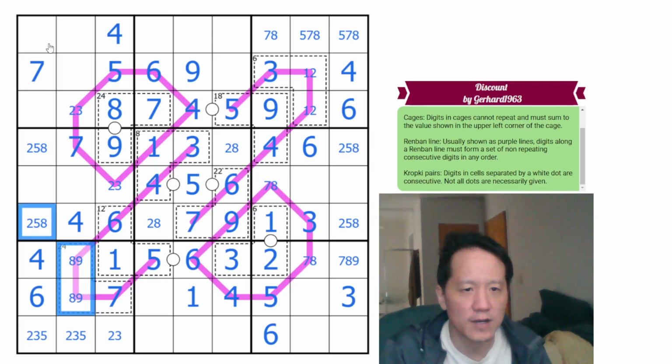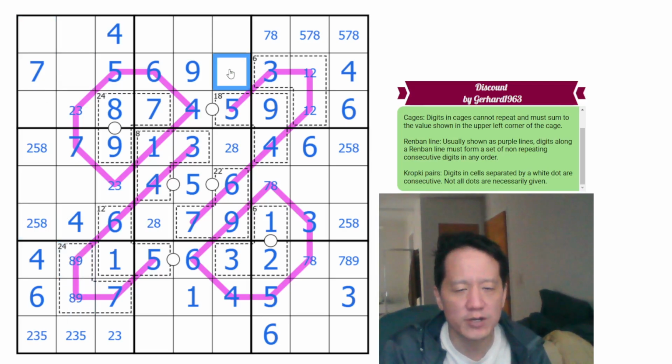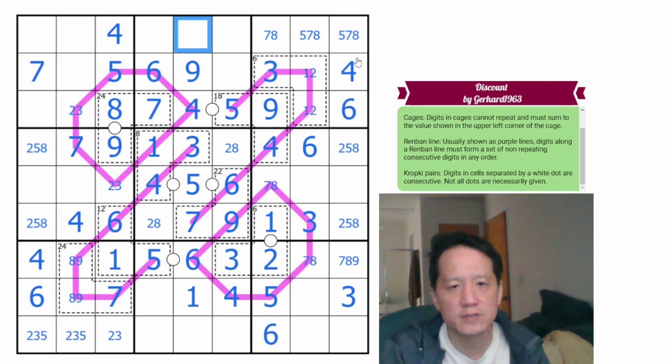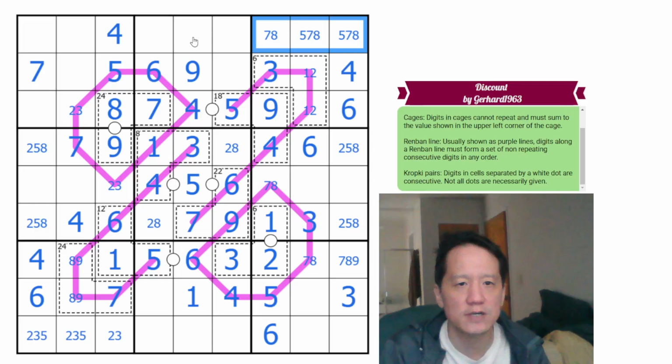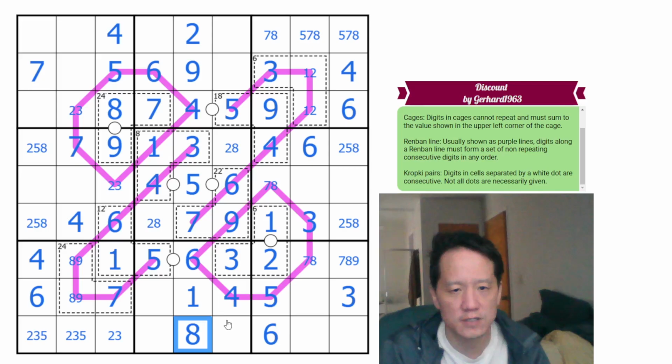Right, this can't be 9 because of the 8, 9 pair, and this can't be 9 because of this 9, so that's 9. This then becomes 2 or 8, but we have a 5, 7, 8 triplet in row 1, so this can't be 8 anymore, so this is 2, which makes this an 8.